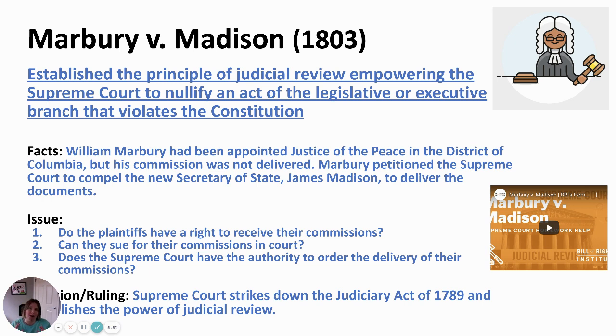So Justice Marshall basically comes up with a genius plan to reject Marbury and make Madison and Jefferson feel like they're getting a win, but then also to establish this awesome power of judicial review. So the issues in the case were, do the plaintiffs have the right to receive their commissions? Was Marbury wronged? Can they sue for their commissions in court? And does the Supreme Court have the authority to order the delivery of those commissions?